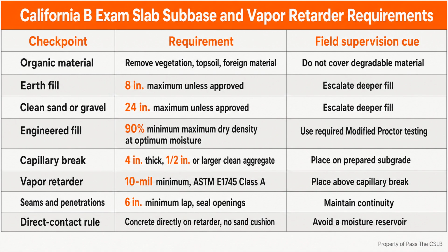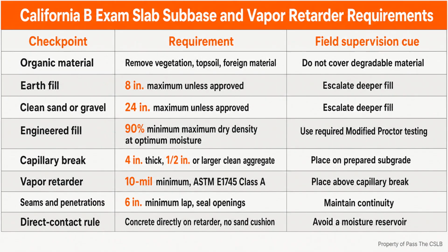The California requirements in this source report place clear limits on unapproved fill beneath a slab. Clean sand or gravel may not exceed 24 inches in depth, and earth fill may not exceed 8 inches, unless deeper fill is approved. Those limits matter because a deep fill condition is not corrected merely by driving over it or hitting the surface with a hand tamper. The fill has to be evaluated, placed, moisture conditioned, and compacted as required by the approved design and soil recommendations.